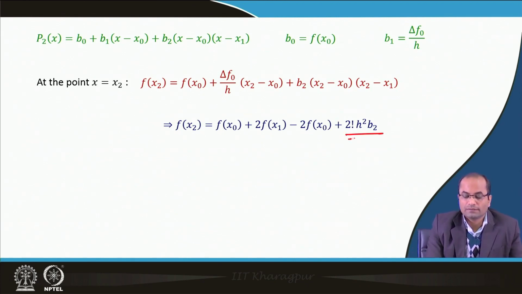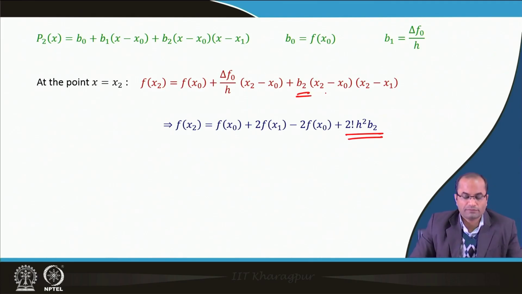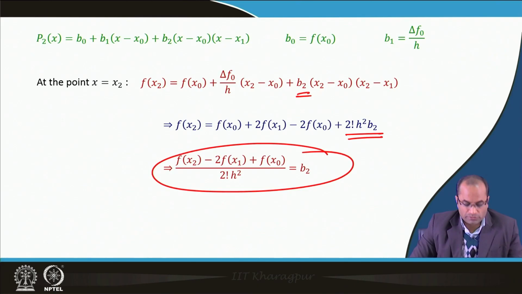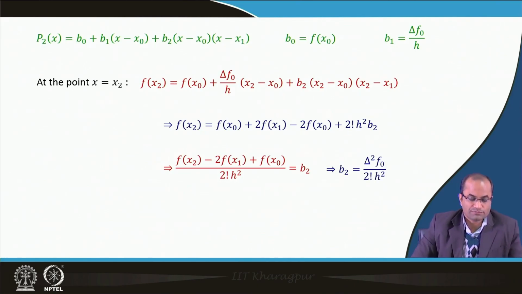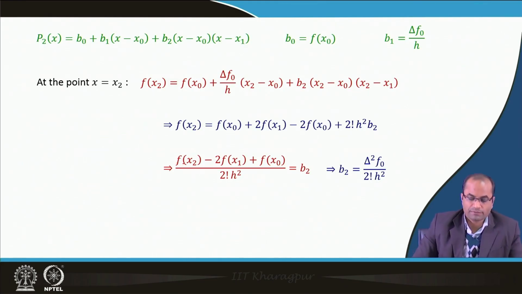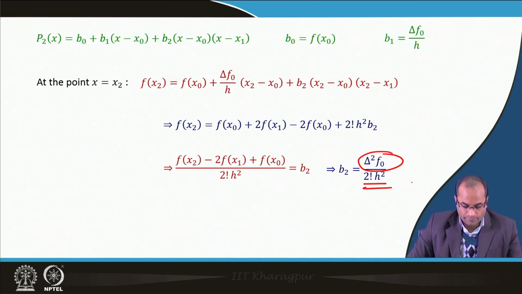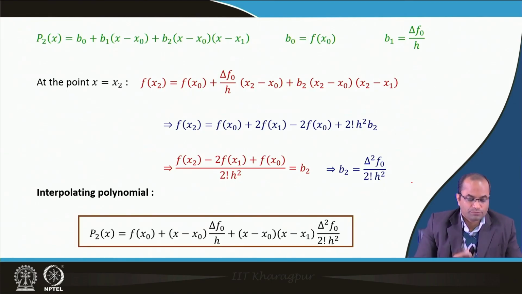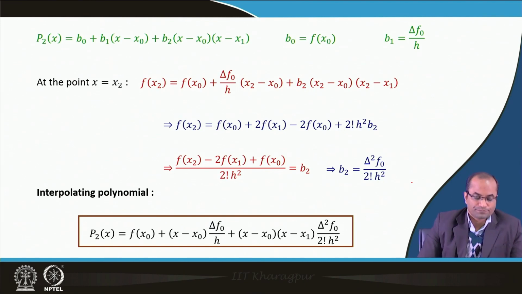So, this is h square with this b 2, and which we can simplify, and we will get the coefficient b 2 in this form, and remember the formula of the second difference operator. So, we can write this delta 2 f naught over factorial 2 h square. So, we got the b 2, we got b 1, we got b naught. So, we can just put everything together and we have this interpolating polynomial.